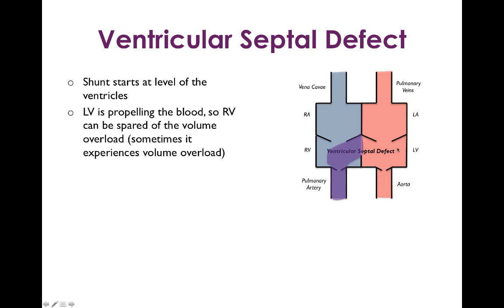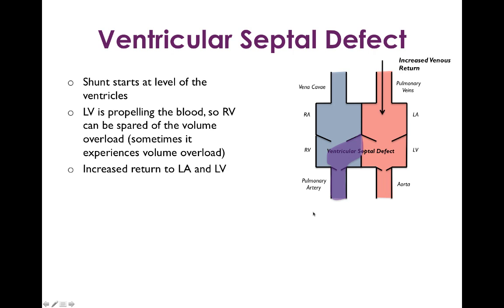Okay, now let's look at ventricular septal defect. This is a shunt at the level of the ventricles. And Dr. DeFreitas discussed how the left ventricle is often the ventricle that's propelling the blood right into the pulmonary artery. So in effect, the right ventricle can be spared of the volume overload. Some sources will also say that the right ventricle is experiencing a volume overload, so I guess it can be variable, but the important thing is that there's extra blood flow through the pulmonary artery.